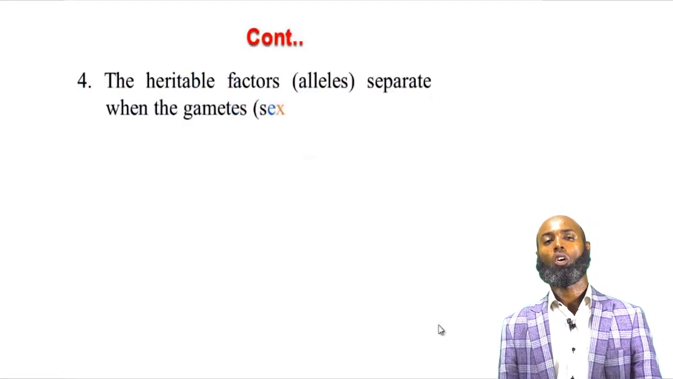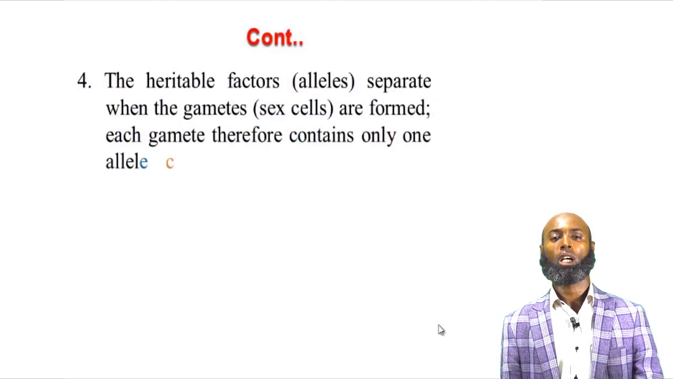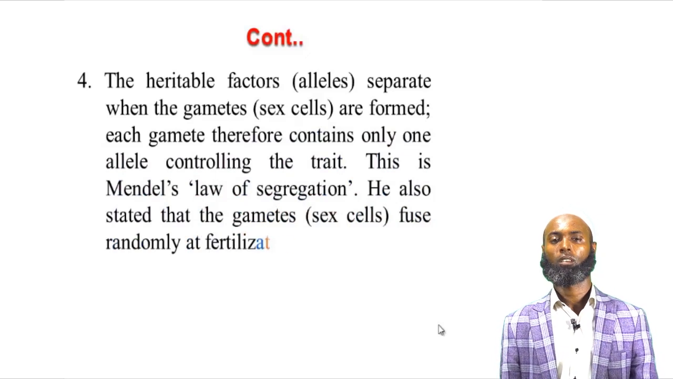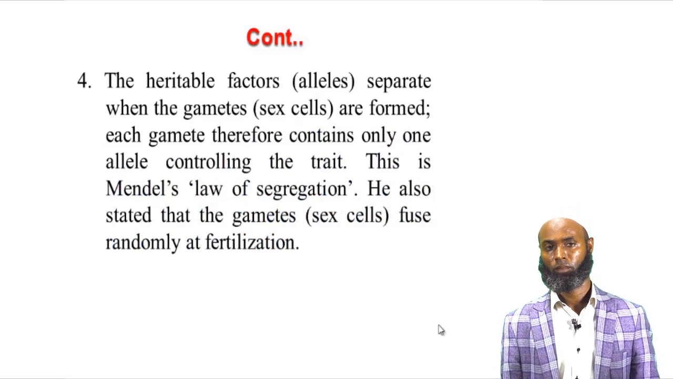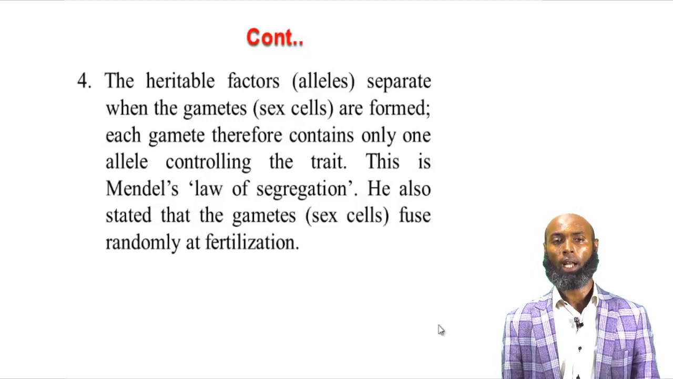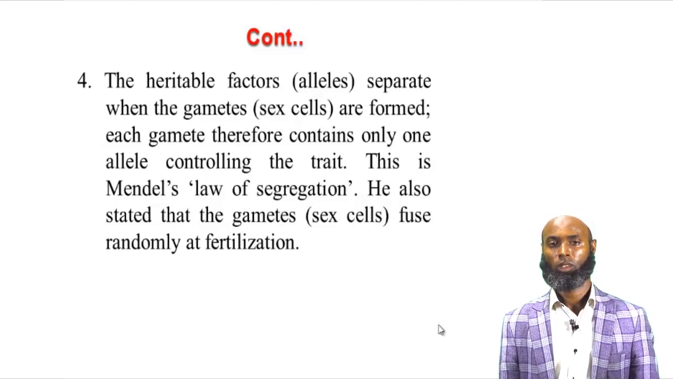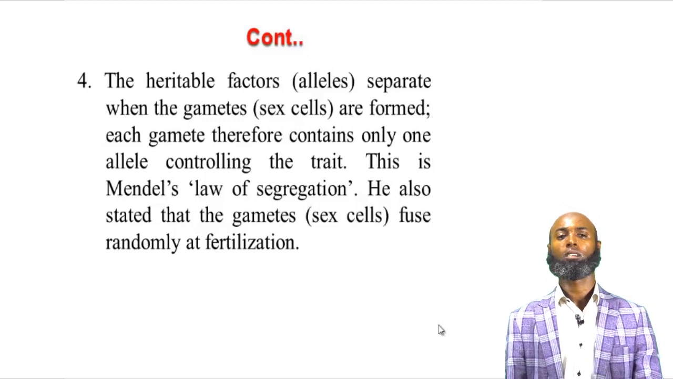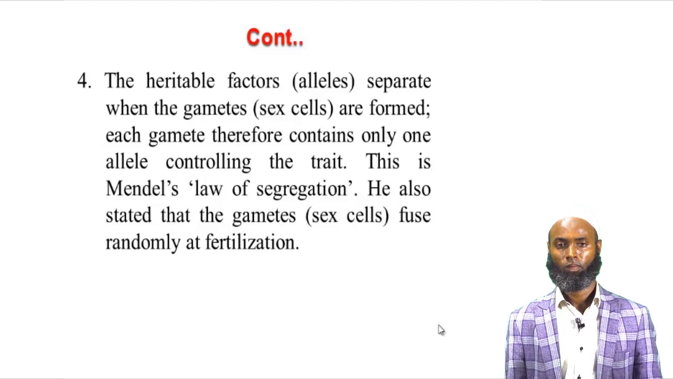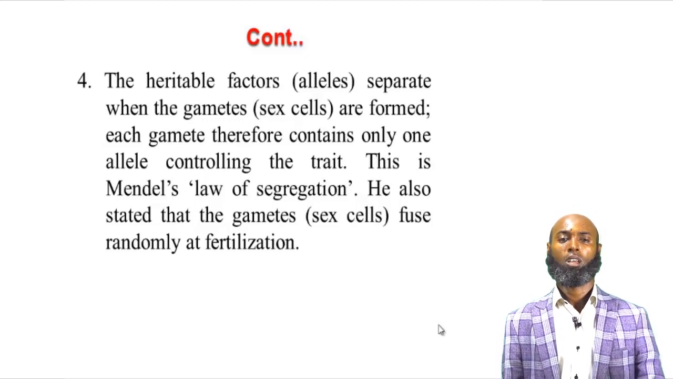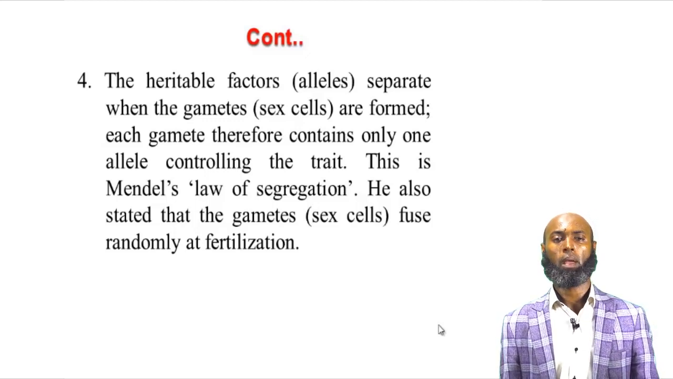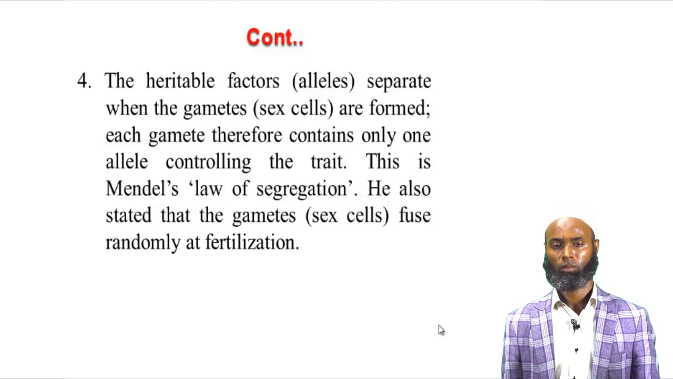The genes, or the alleles which genes are composed of, separate when the gametes or sex cells are formed. So each gamete contains only one allele. These alleles are the ones that control the characteristic or the trait. This is known as Mendel's law of segregation.